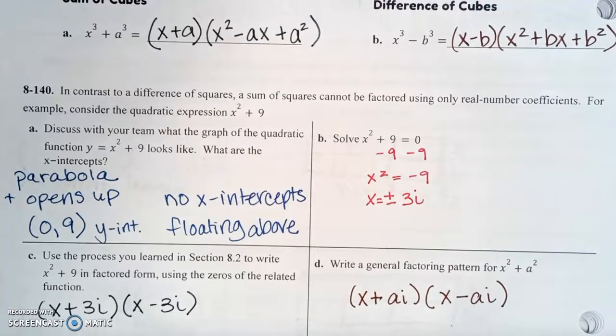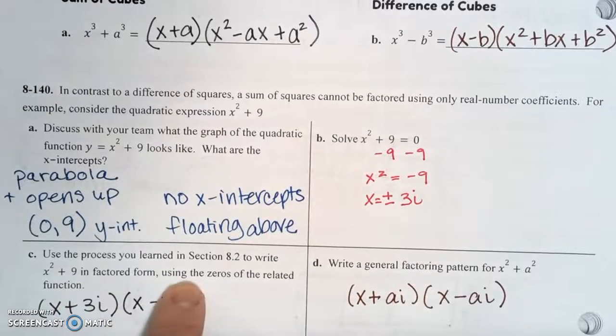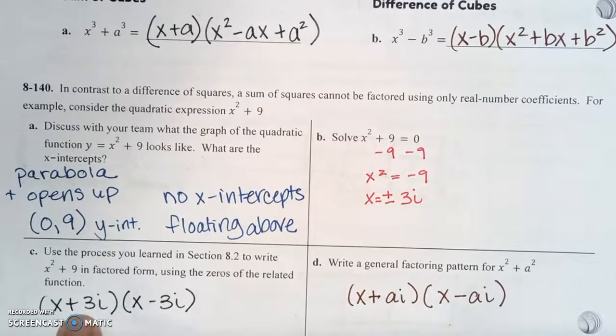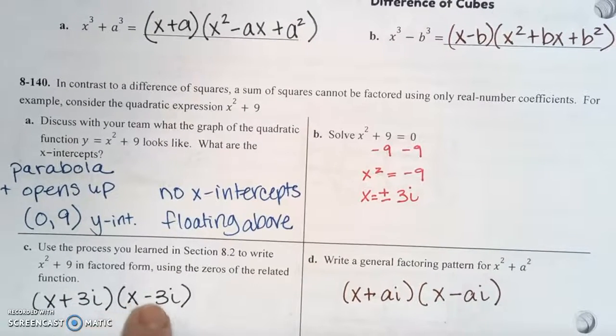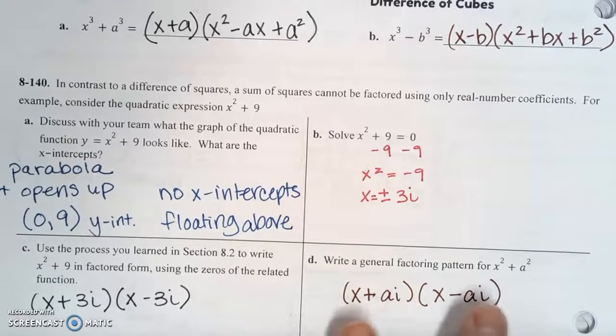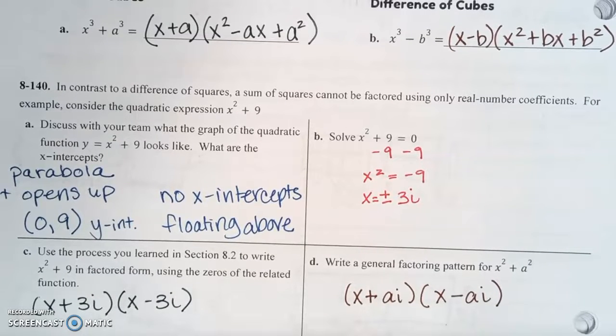So part C says, use the process you learned in section 8.2 to rewrite x squared plus 9 in factored form using the zeros. So one of them would be x plus 3i, and one of them would be x minus 3i. And then they want you to do it as a generalization.